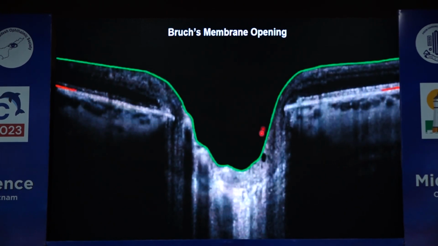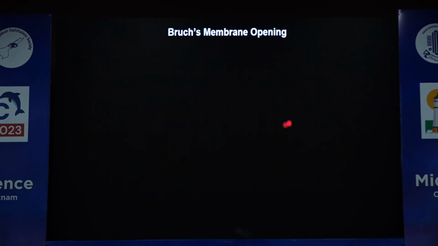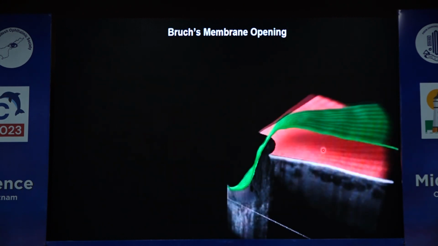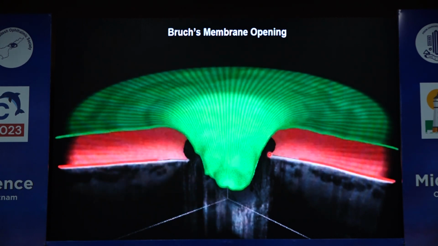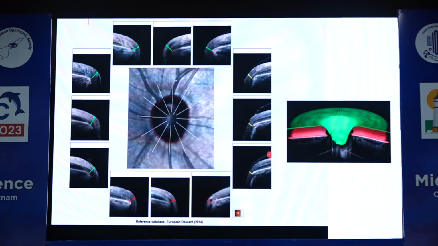The ILM is the green line, the red is the Bruch's membrane, and the red dot here, I hope you are able to see the red dot, is the termination of the Bruch's membrane. I have kept my laser pointer there. So this is the Bruch's membrane opening, that is a red dot. You can see that in all 48 slices; for want of space we have 3 here, 3 here, so totally we have 12 slices. We can go up to 48 in your OCT camera.